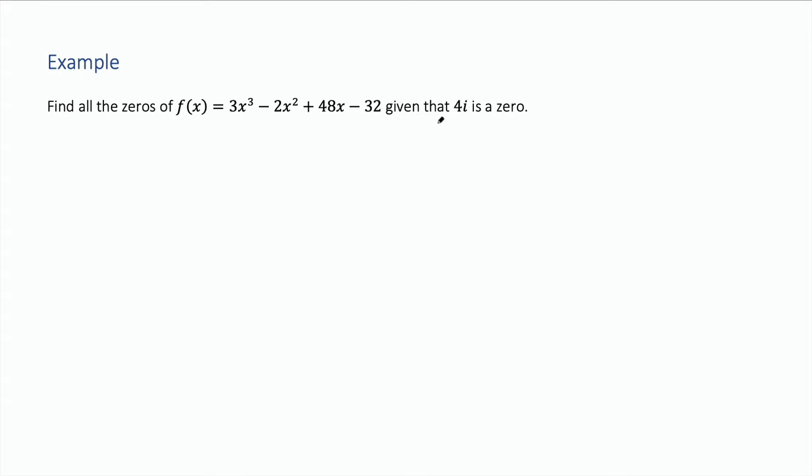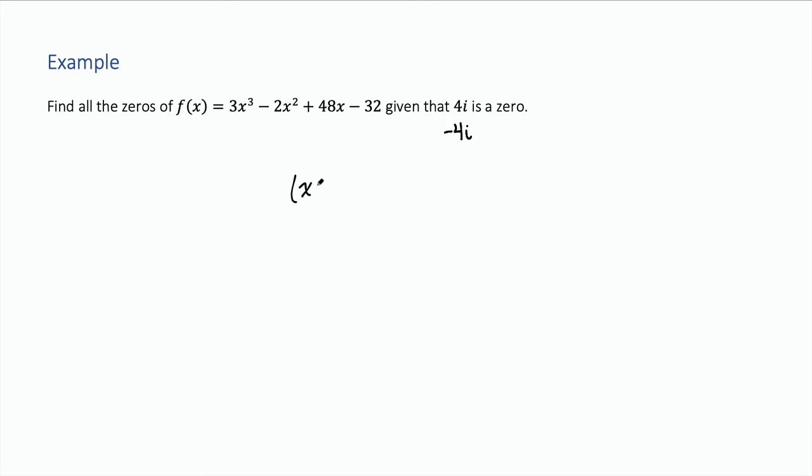We know here that 4i is a zero of this polynomial. Because this is a complex number and this polynomial has only real coefficients, we know that its complex conjugate is also a zero. So the complex conjugate of 4i is negative 4i. Remember that the conjugate is simply where you change the sign in front of the imaginary part. So both 4i and negative 4i are zeros of this polynomial.